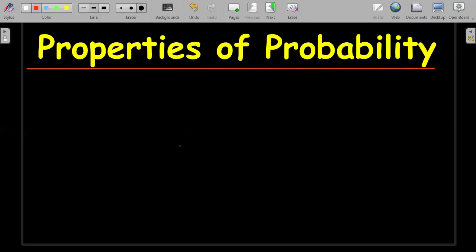Right, so welcome to this lesson. We are going to be looking at the properties of probability and solve some exam questions.